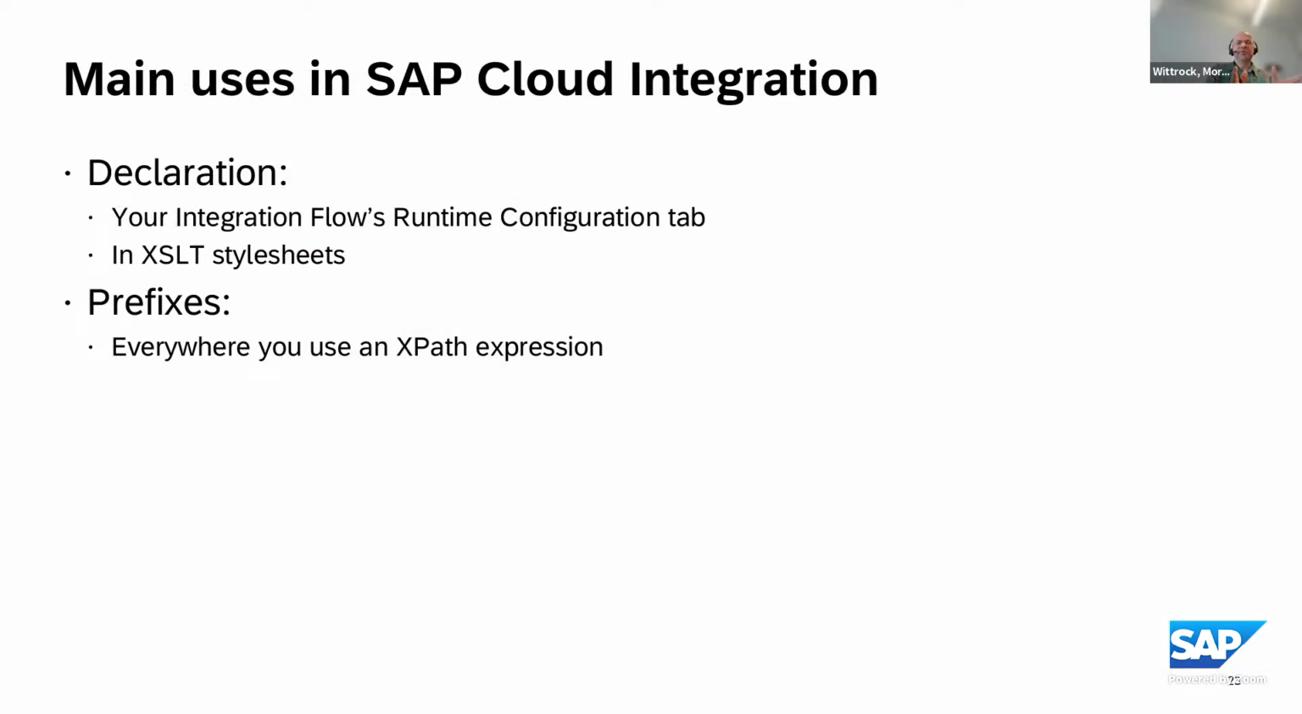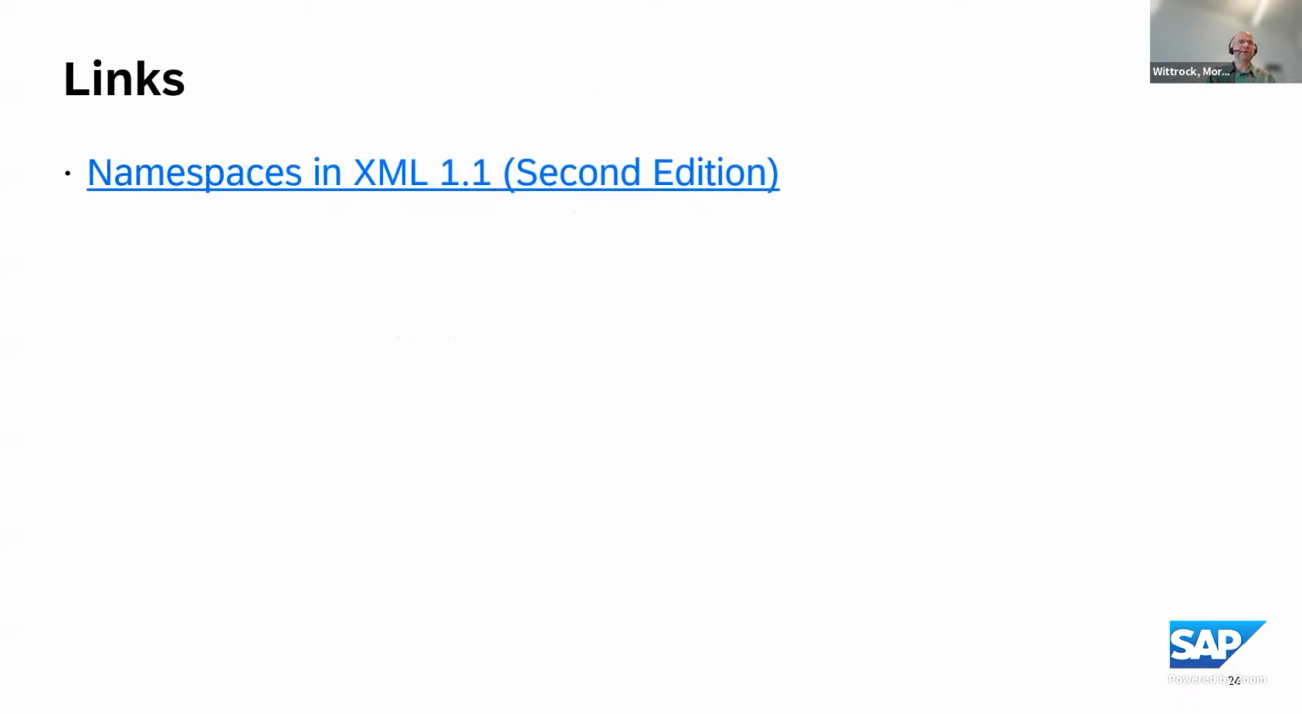So where do you use namespaces in Cloud Integration? Declare them in the Runtime Configuration tab, as I just showed you. You can also do it inside XSLT style sheets, those we'll get to. The prefixes, those you can use everywhere. You can use an XPATH expression. And I've included a link here to the standard to read on long, cold winter nights.